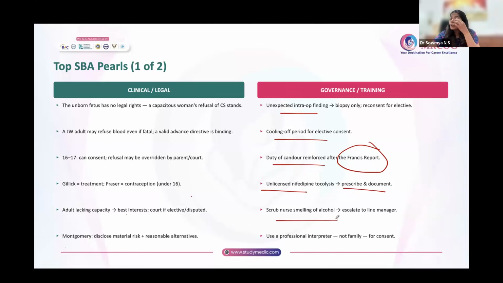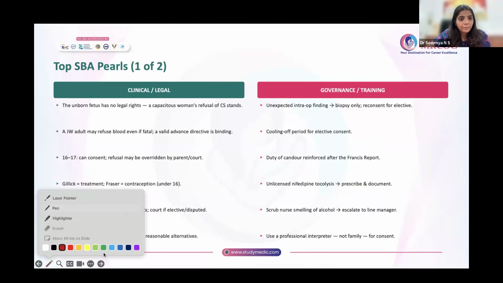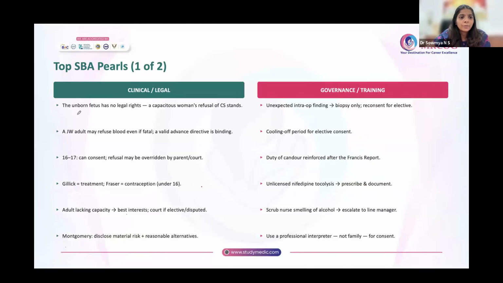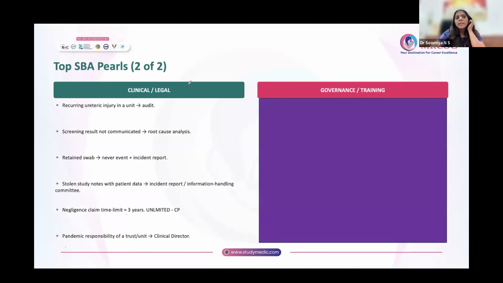Scrub nurse smelling of alcohol: you can send them off and escalate to the line manager so they can send somebody else, because you're going to start the procedure. A professional interpreter should always be used in case of language, never a family member. So you have covered almost 12 SBS here. Recurring ureteric injury audit, screening results not communicated, it becomes root cause analysis.